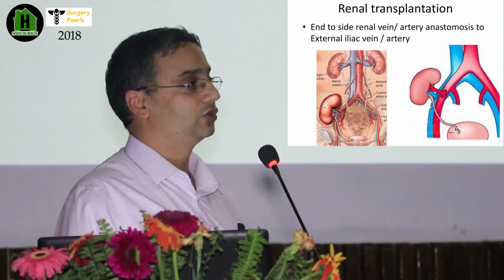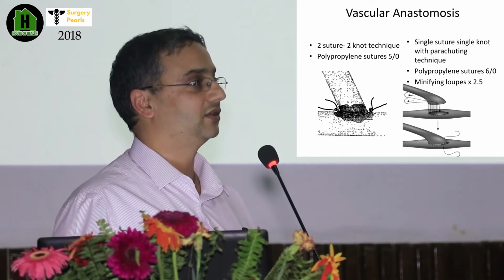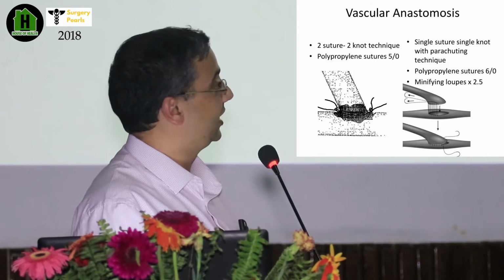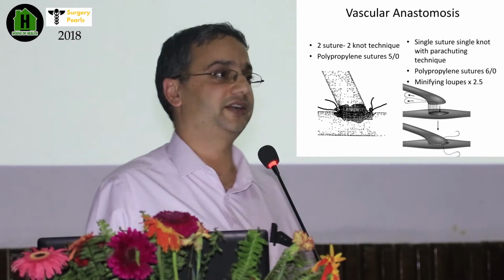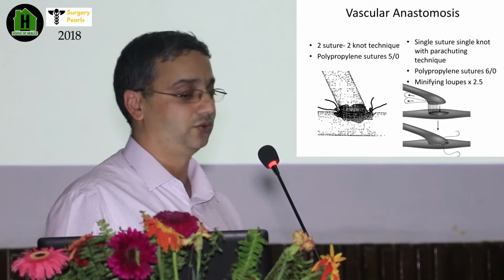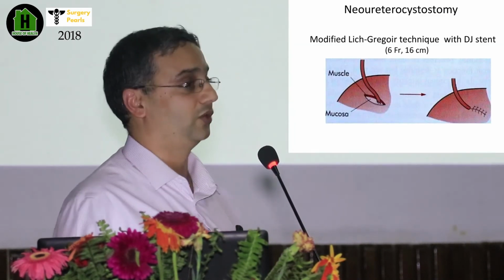When using vascular anastomosis technique, most of you have been learning in CGVS. There are two ways. Some people use the two suture, two knot technique. Initially we used this technique for a few hundred cases, and then later we changed our practice and now use the same way the vascular surgeon does, with the single suture, single knot, parasuturing technique. The ureterovesical anastomosis is done with the modified laser guided technique, and it is well described.